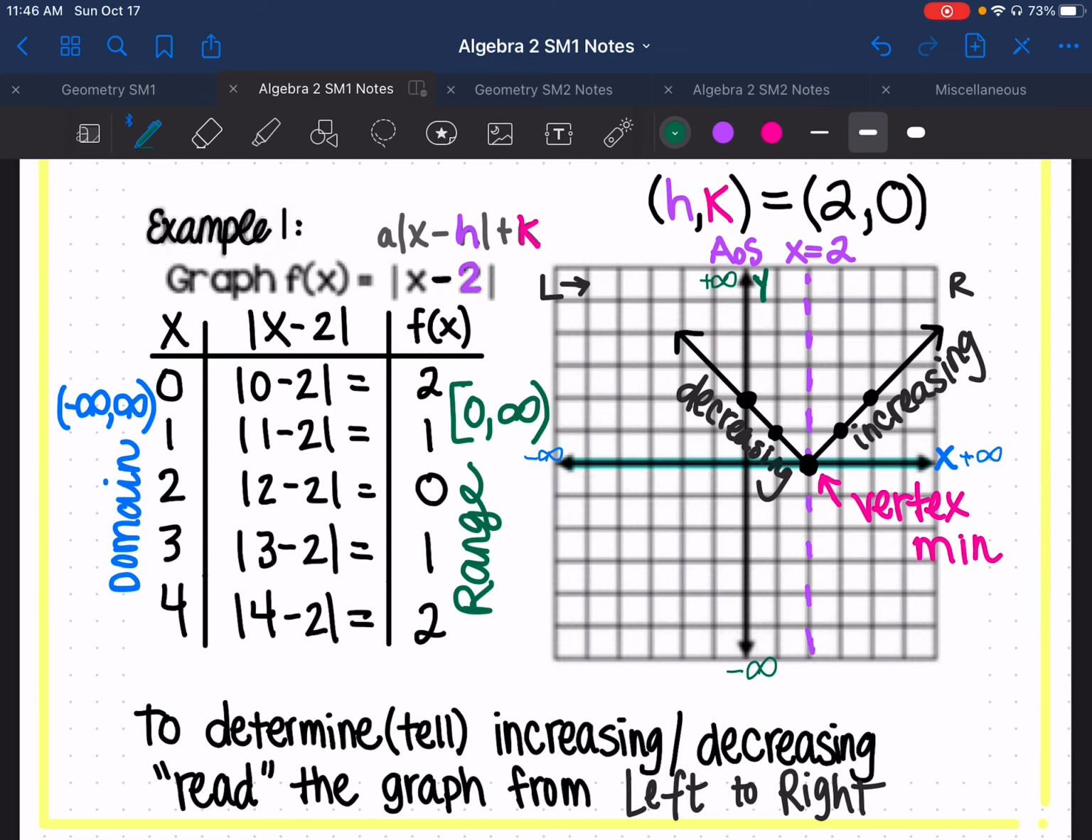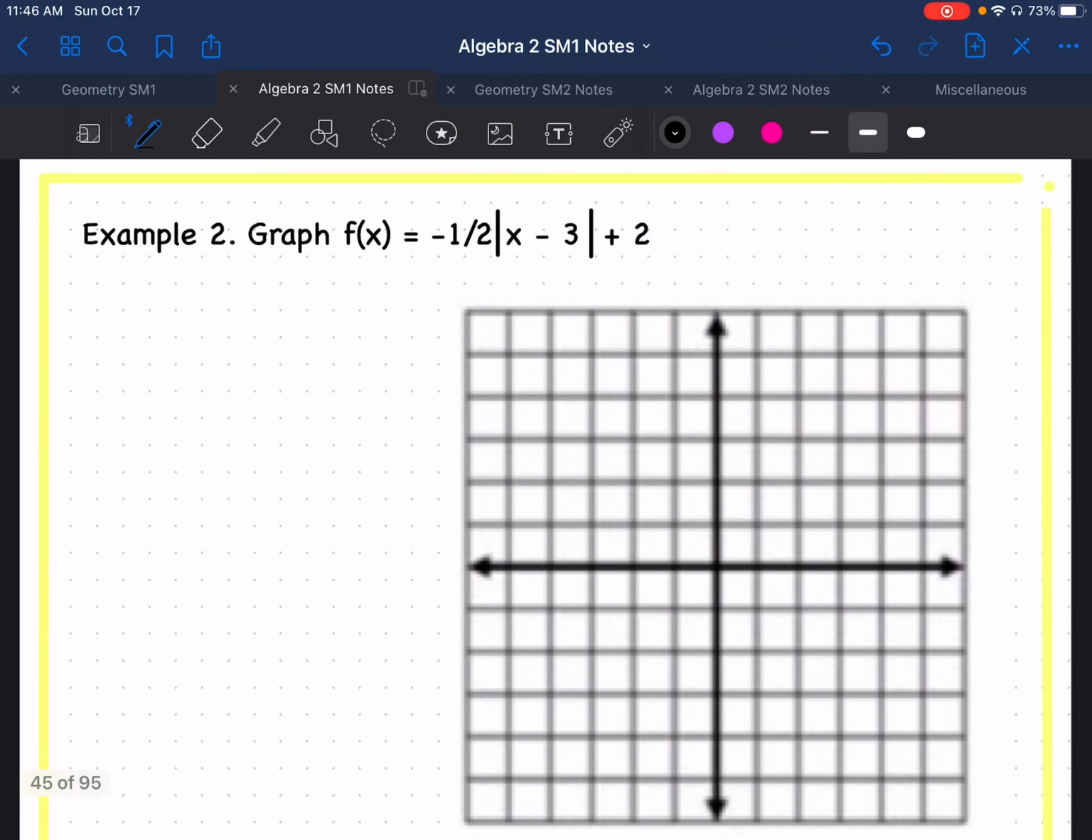All right, let's try one more. A little bit tougher this time. Let me grab this one. I can already decide what my vertex is by simply doing this. Let me see. We can figure out the vertex right away by saying this is H, and this is K.